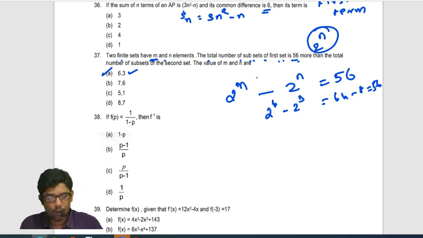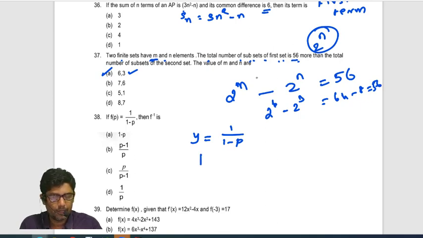Okay. Now, inverse function. f of p is equal to 1 by 1 minus p. I already told you what to do with this. First, simply write y is equal to 1 by 1 minus p. Is that right, my dear? First, you write y is equal to 1 by 1 minus p.